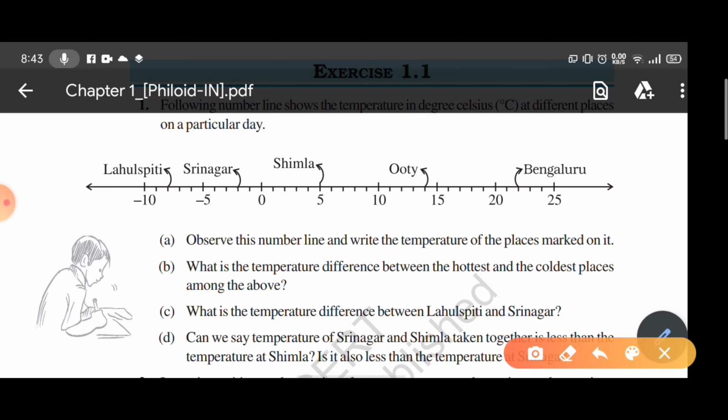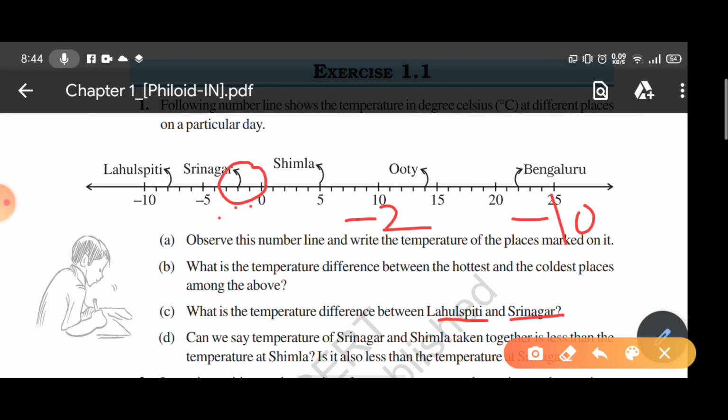What is the temperature difference between Lahore Spiti and Srinagar? So where is Srinagar? Here is your Srinagar. What value does it possess? It is negative 2. So minus 2 is the value of Srinagar, and Lahore Spiti is at minus 10. So you have to find the difference between the two values.